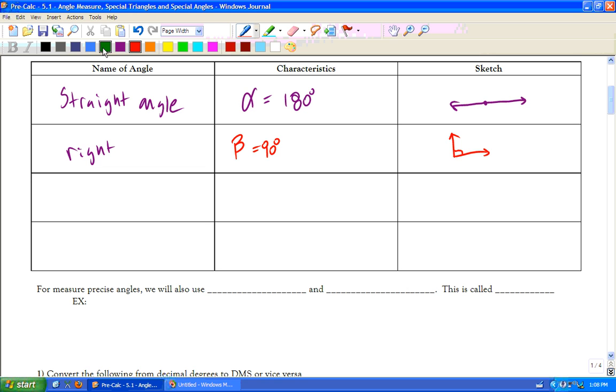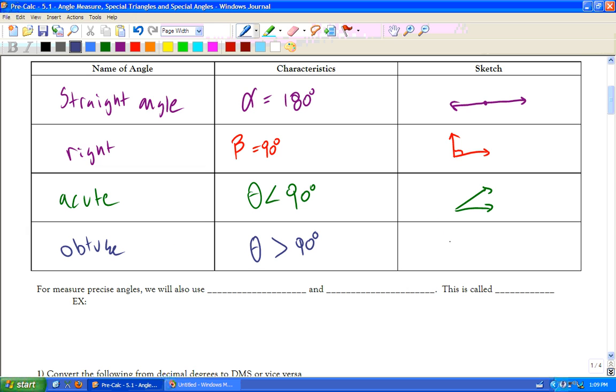When our angle is less than 90, so in this case we'll say theta is less than 90 degrees, it's called an acute angle. And anytime our theta is greater than 90 degrees, it's called obtuse. No surprises here, but just to make sure we're all on the same page.